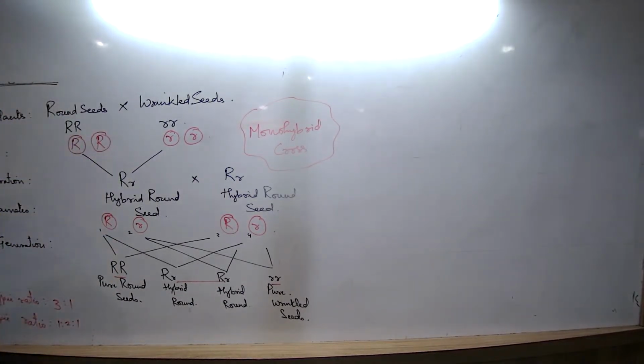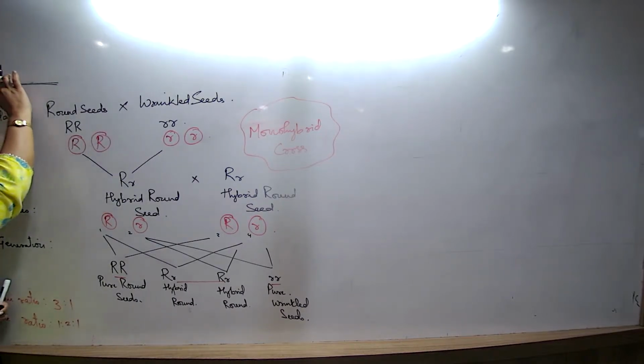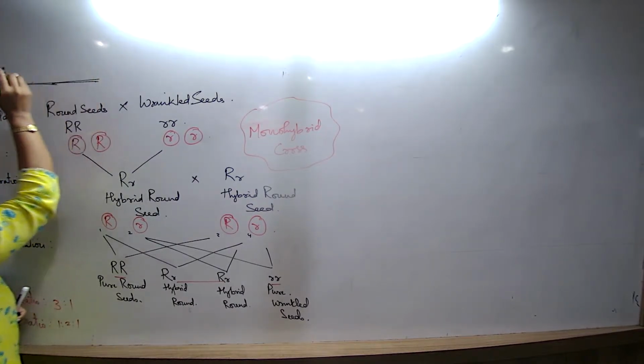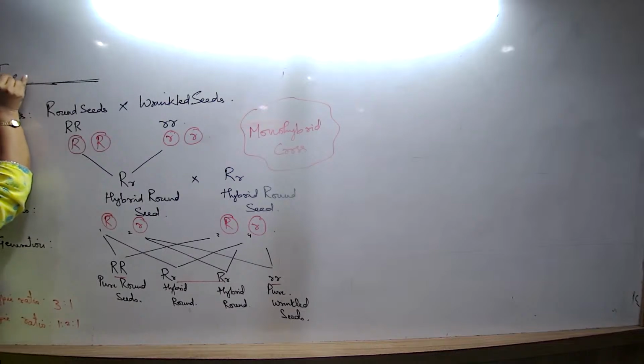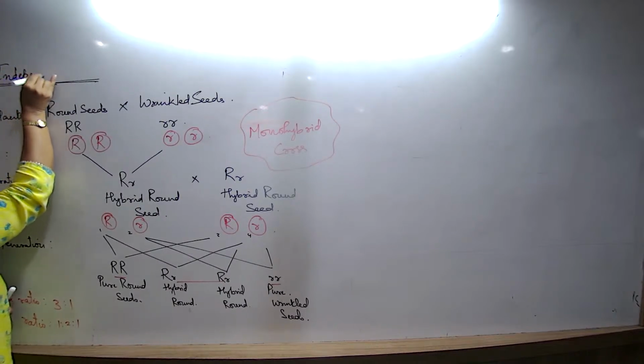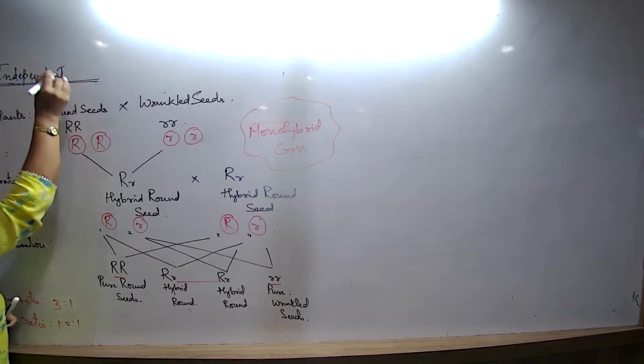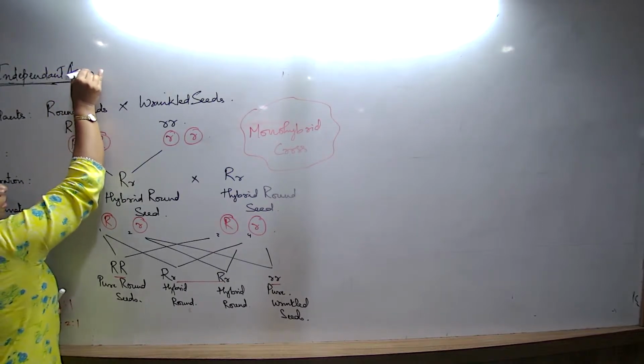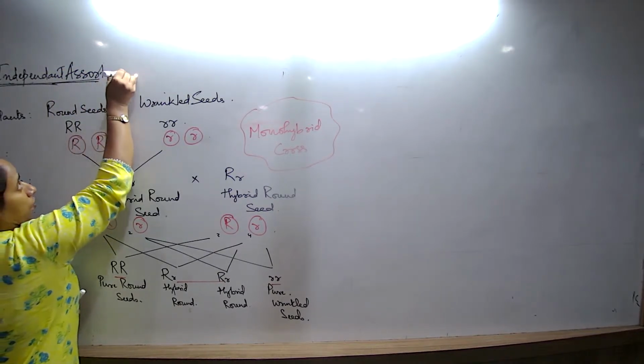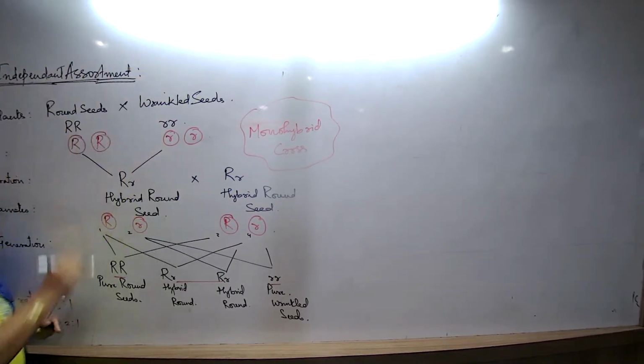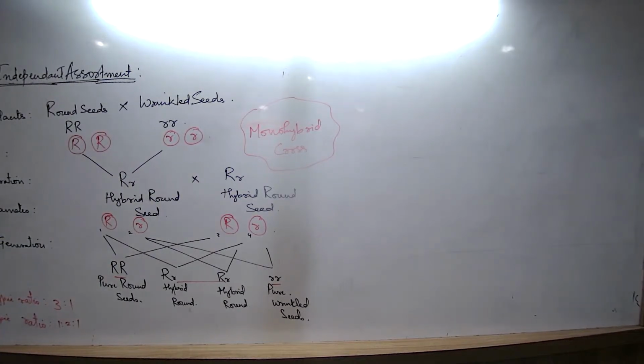And what is the third law? The third law is the law of independent assortment. What is the meaning of assortment? Assortment means arrangement, I would say. Now we are going to understand the arrangement of the gametes. The concept of arrangement of the gametes is what we are going to learn in this law.